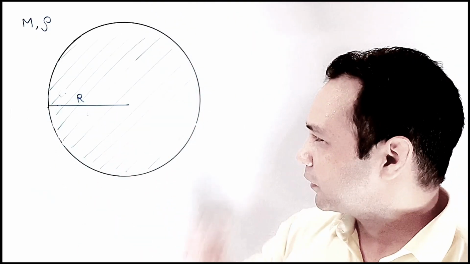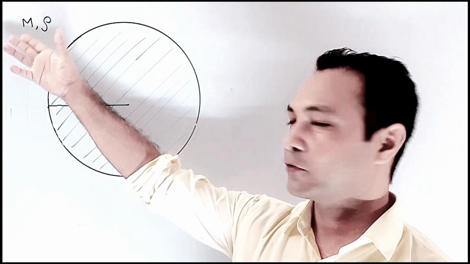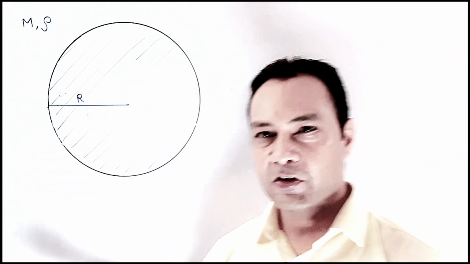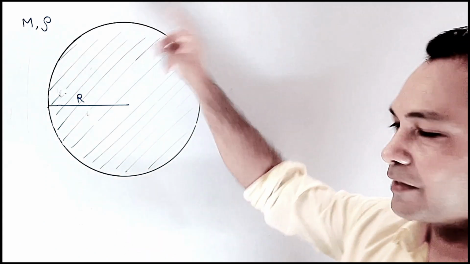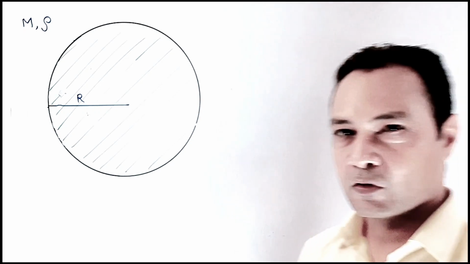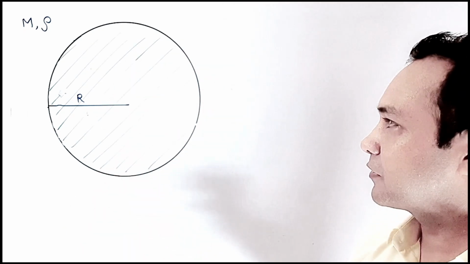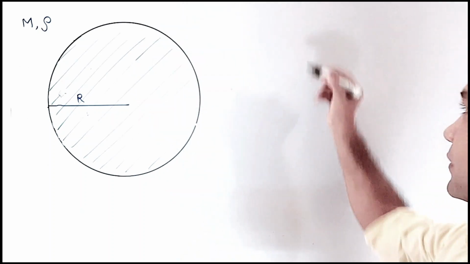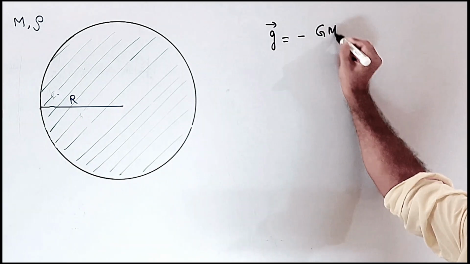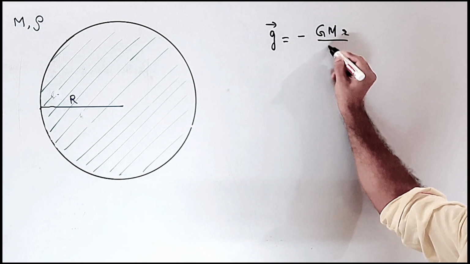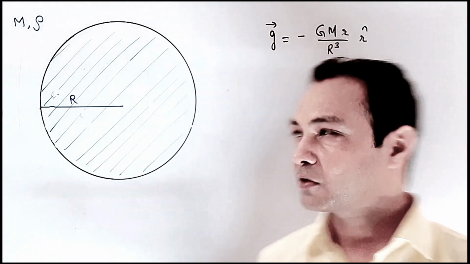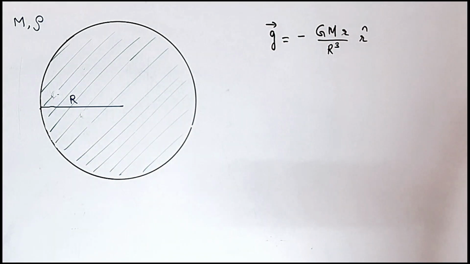So this is a spherical body of uniform density rho and total mass M, radius R. We have to find the gravitational pressure at a distance small r inside this spherical body, where r is the distance from the center. Before that, I'll recall the result of the gravitational field at a distance small r from the center: g is equal to minus GM r by R cubed, r cap. Here r cap is a unit vector in the radially outward direction. This minus sign means that the gravitational field is towards the center.